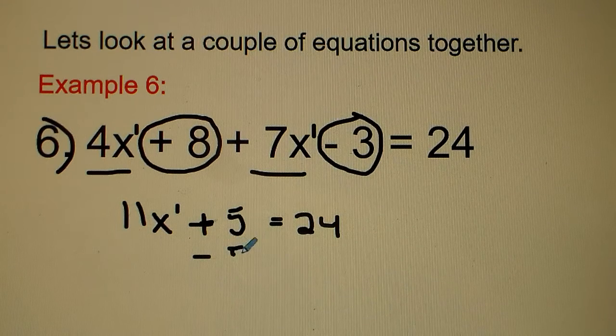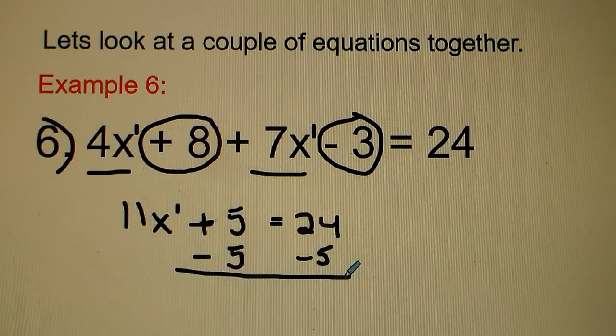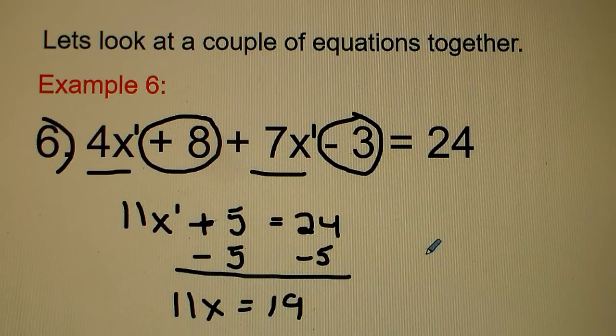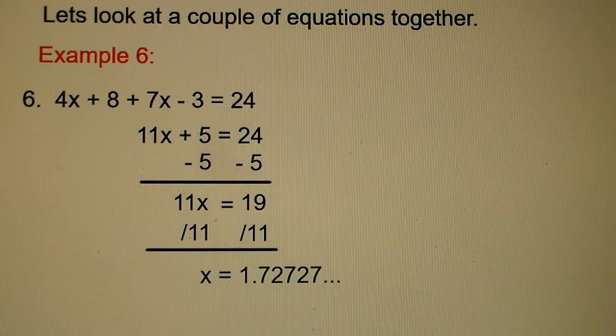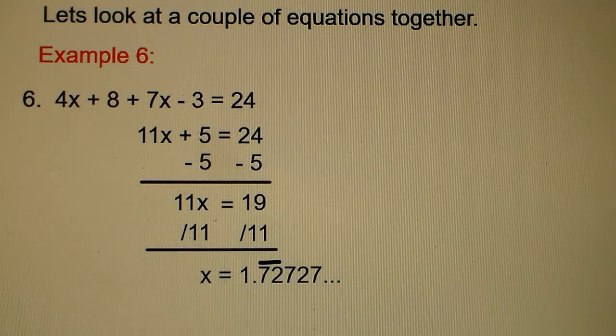Continue practicing our inverse operations, so we do minus 5 to both sides. So we have 11x is equal to 19. And this is going to come out to an ugly decimal here. So x is going to turn out to 1 point something. Put it in the calculator. I think I got it right here. X is equal to 1.727. And it's going to be repeating, so it's bar notation. So 1.72 bar notation.